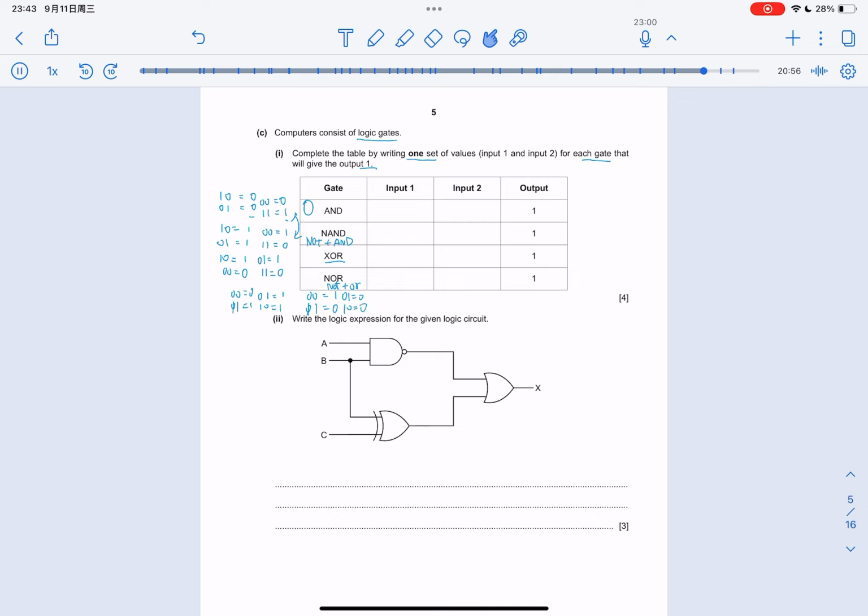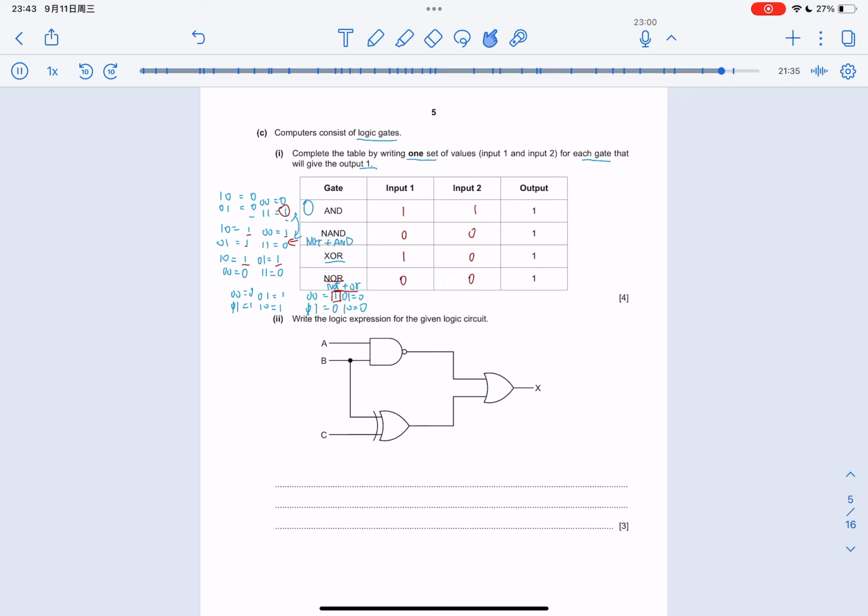Okay, then we need to see the output we want is all 1. Okay, for AND, to get all 1, we need to put 1, 1. Okay, for NAND, we want the output to be 1. So there are many options. You can just put 0, 0 is good enough. That's one way to do it. And for XOR, we need the answer to be 1. So it's 1, 0 or 0, 1. Either way could work. Last one, we have NOR. It's not plus OR. We want the answer to be 1, which is only 0, 0.